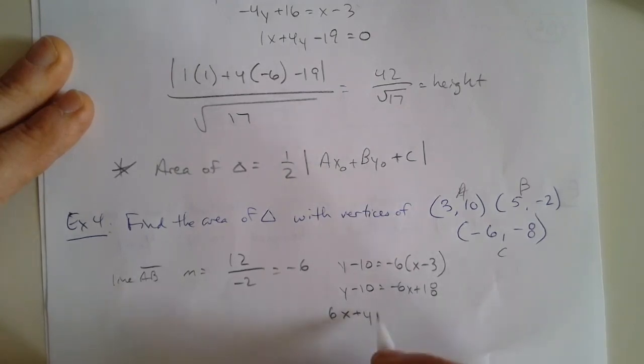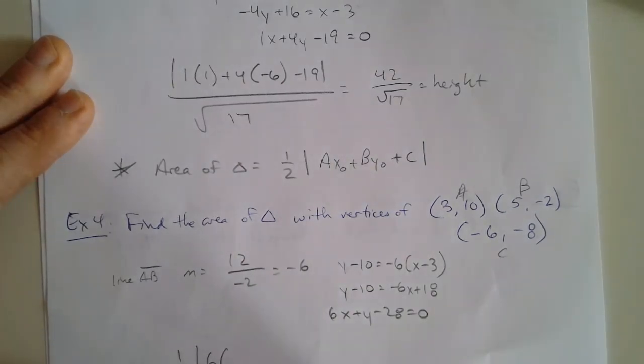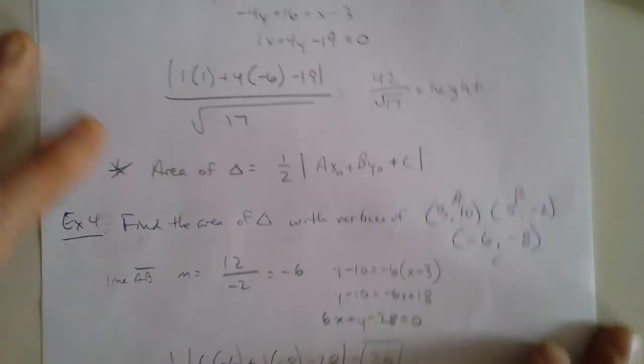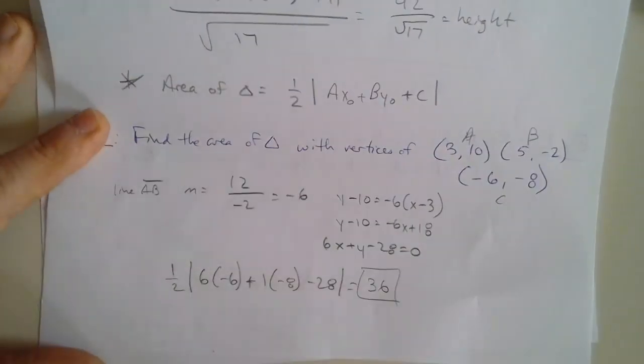So there's the equation of my line, and the area is going to be 1/2 times 6 times negative 6, plus 1 times negative 8, minus 28. Negative 36 minus 8 is negative 44, minus 28 is negative 72, positive 72, so it's 36 as our area.